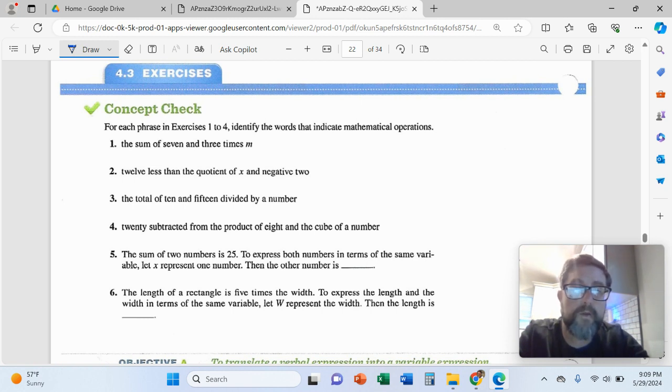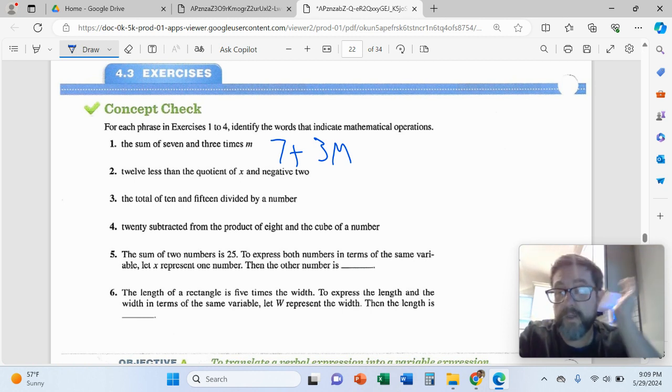The sum of 7 and 3 times n. So we go the sum, so that means plus 7 and 3 times n. So we go 3n. Now, because this is not an equation, it's just an expression, we cannot figure out the answer. But that's next chapter. Okay, and next chapter is going to be a lot of fun. Okay, so that's it for the expression.